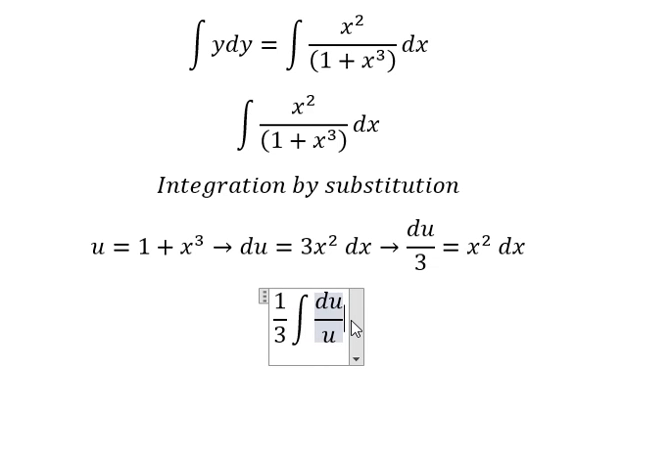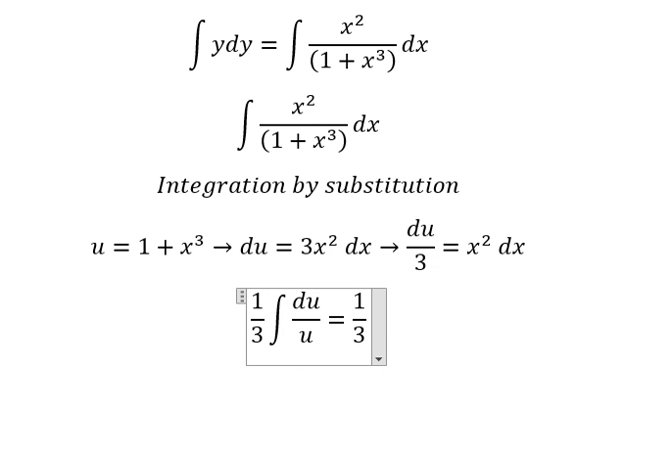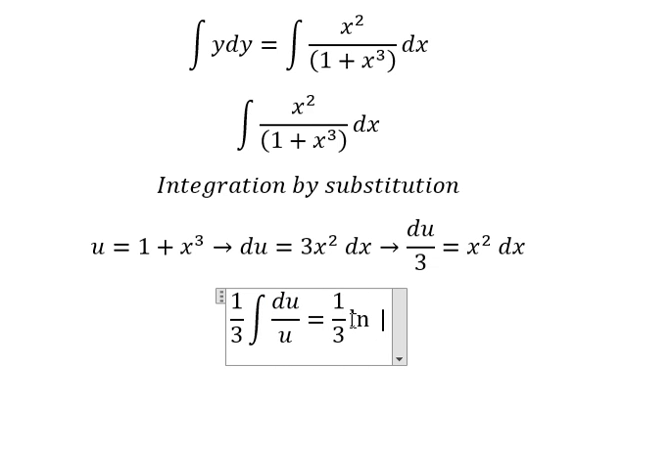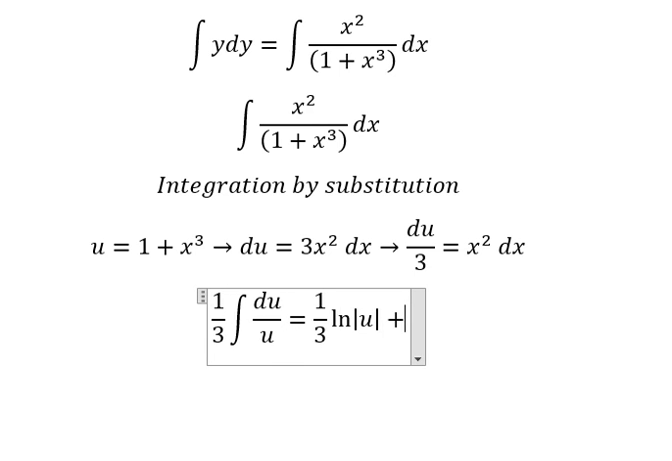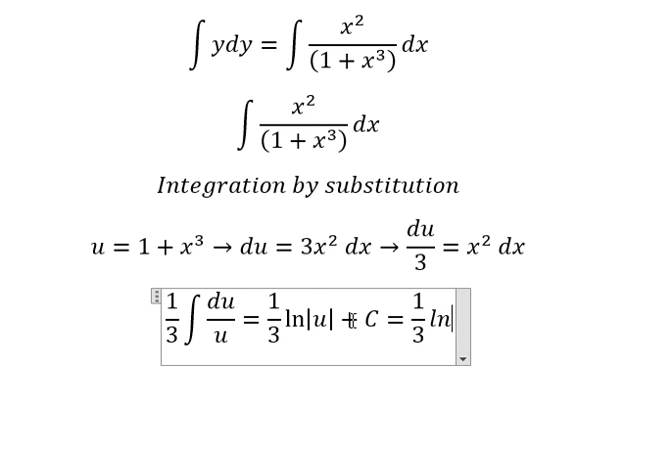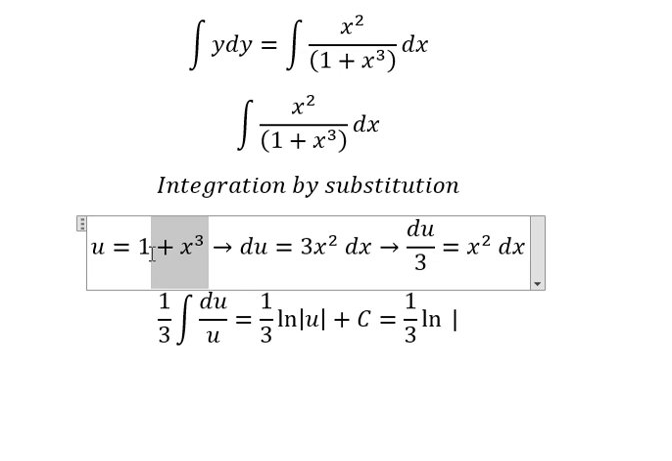The integration of this one, we have ln of the absolute value of u, and we put plus c. About u, that is about this one.